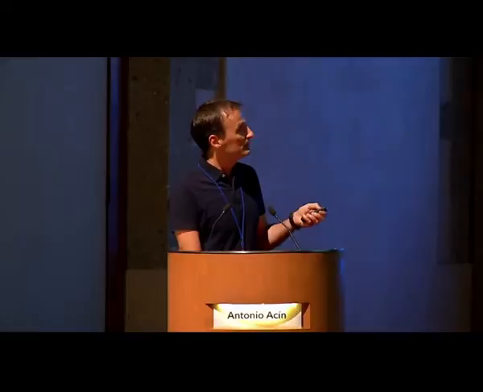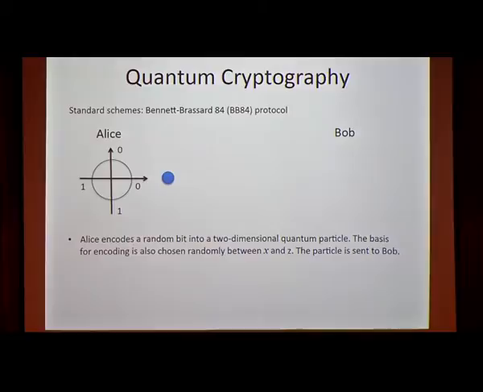I will illustrate quantum cryptography by the first protocol that was proposed by Bennett and Brassard. Bennett was working and is still working at IBM, and Brassard is a computer scientist in Canada, and they proposed this protocol in 1984. So the idea is that I want to exchange some private message with Moises, and to do that, we will use a key.